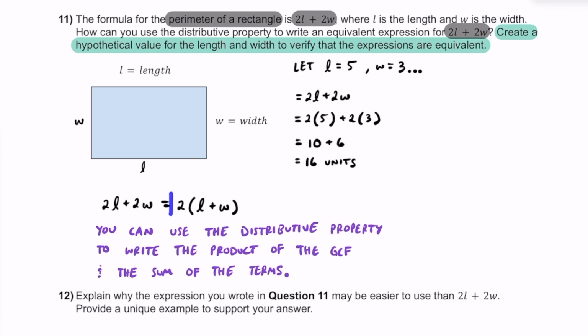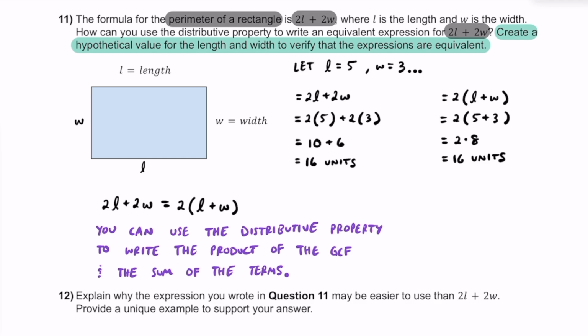But what if we were to use this expression over here, which we're claiming is going to be the same? If these are true, we should get the same answer. So we have 2 times the quantity of L plus W, and we substitute in here. It's going to be 2 times the quantity of 5 plus 3. Now using the order of operations, 5 plus 3 is going to be 8. So we have 2 times 8, and you can see here that we do end up with 16 units.